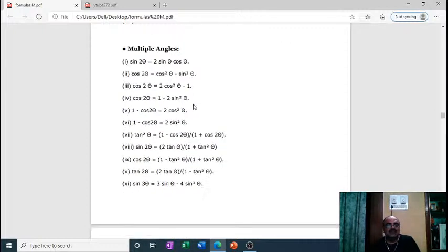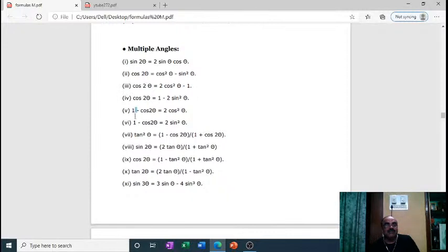Some more angles, multiple angles. Sin 2 theta is 2 sin theta cos theta. Cos 2 theta can be said in three ways, all three can be seen here. 1 plus cos 2 theta is 2 cos square theta. 1 minus cos 2 theta is 2 sin square theta, because 2 cos square theta minus 1, if the 1 goes to this side, is 1 plus cos 2 theta. First one is plus, second one is minus.